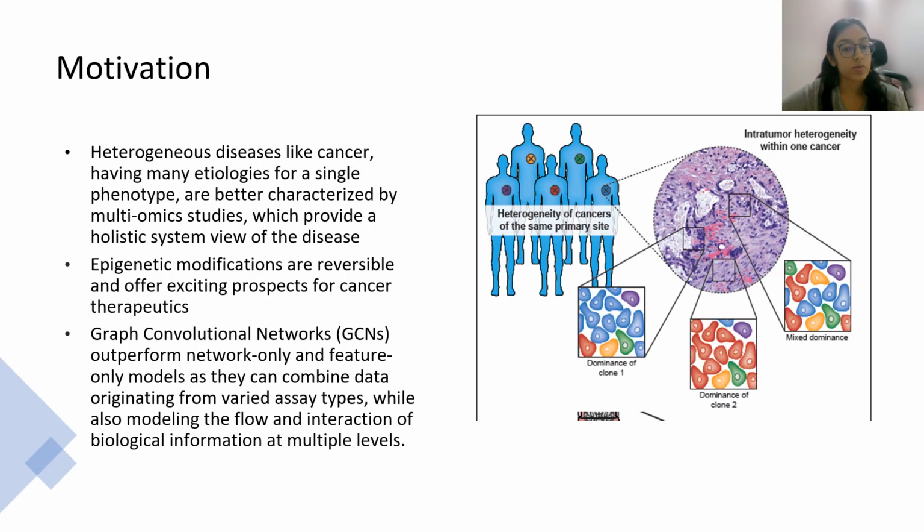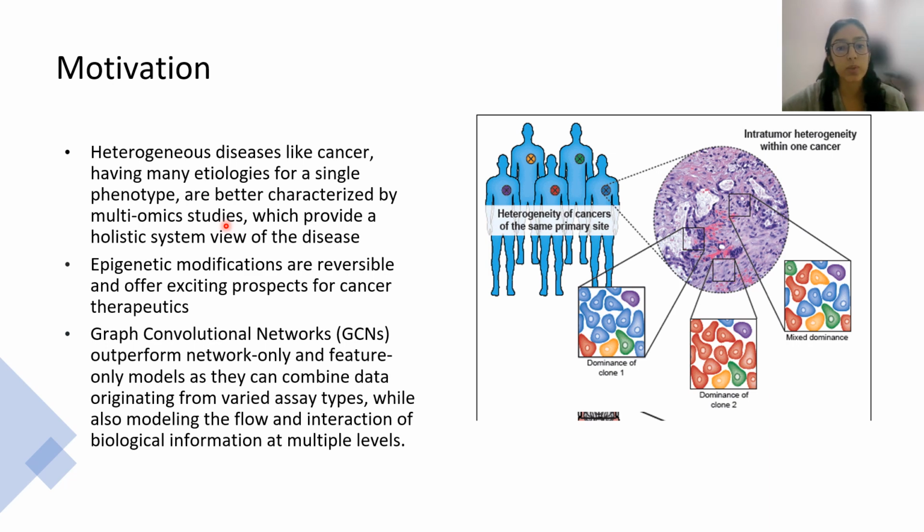Cancer is the leading cause of death worldwide, so it's important for us to identify what change in the body caused it. But this is also quite a challenging problem since cancer is heterogeneous. It has many etiologies for a single phenotype. It's heterogeneous amongst patients and within a tumor, which is why it's a disease that is better characterized by multi-omics data. Multi-omics data can convey information not only about the features in a biological layer, but also about how these features interact within the layer and between other layers.